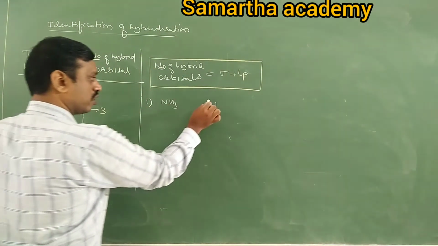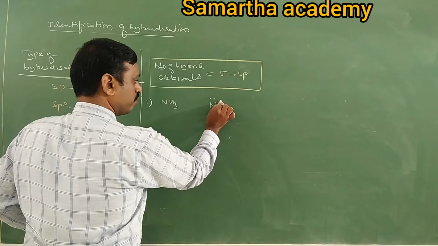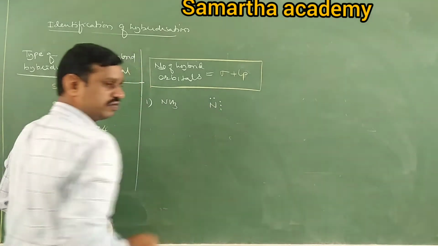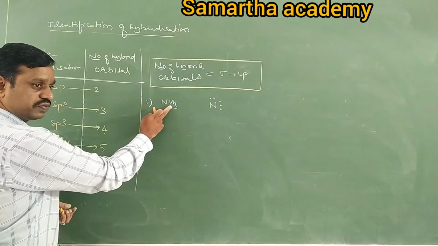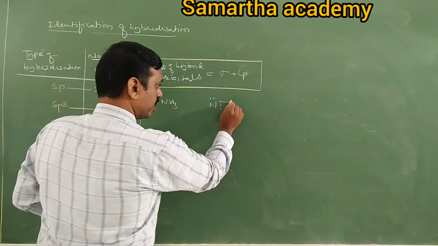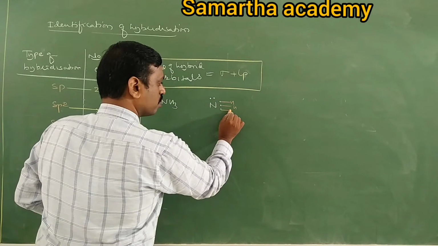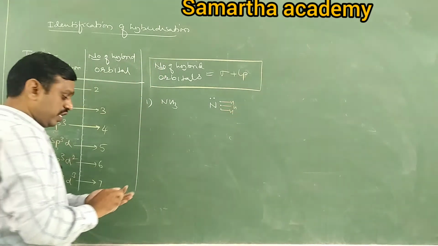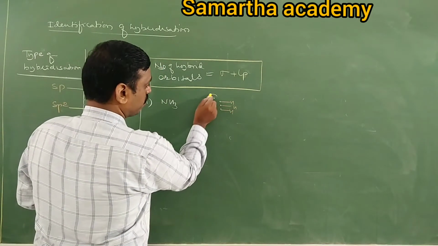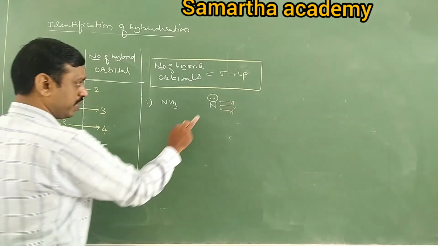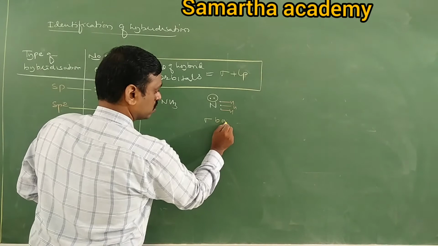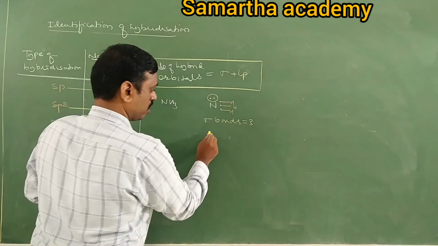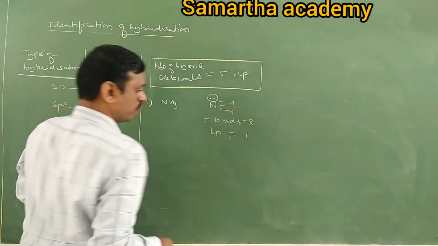It has how many valence electrons? 5, because 15th group, 5 valence electrons, right? Then there are how many hydrogens? 3. We know that each hydrogen can form one bond because it is monovalent. Still there are how many electrons left? 2 electrons. Now tell me, this nitrogen has how many sigma bonds? 3. Sigma bonds equal to 3. How many lone pairs? Equal to 1.